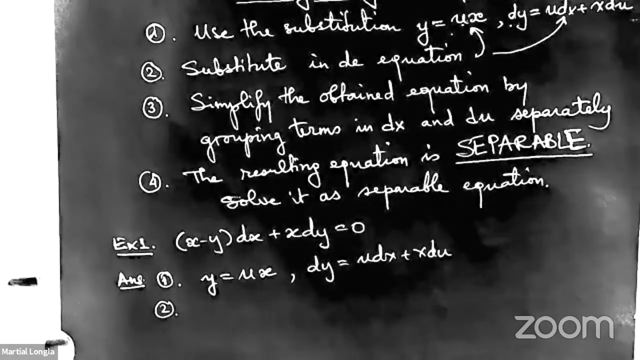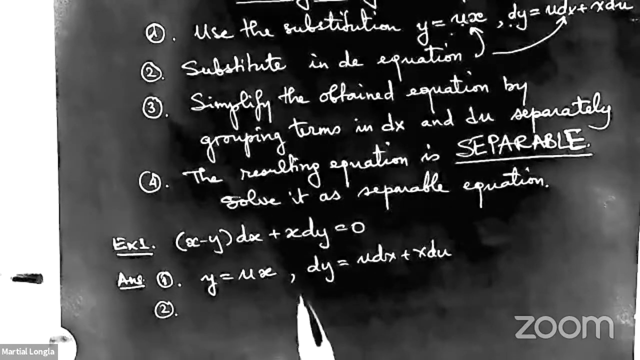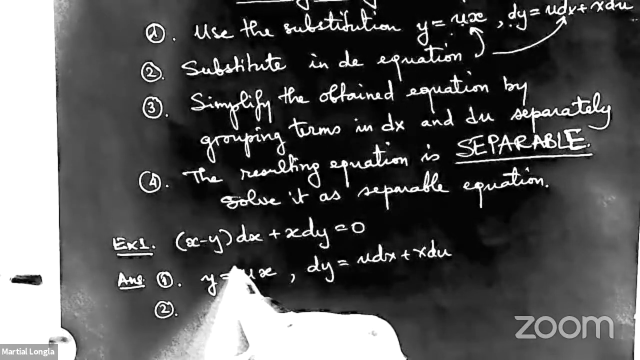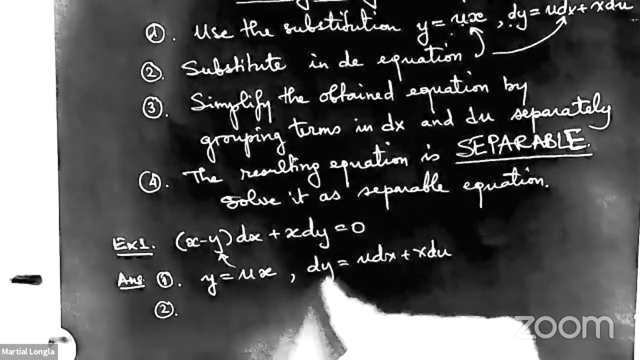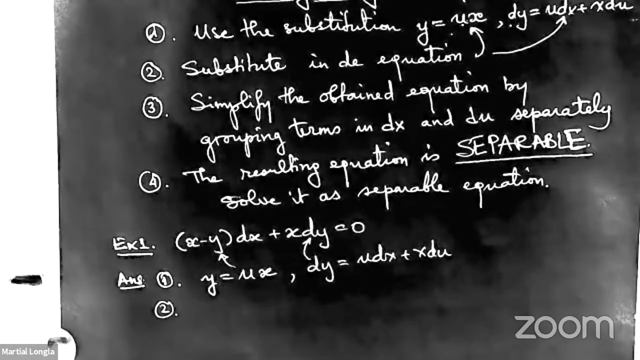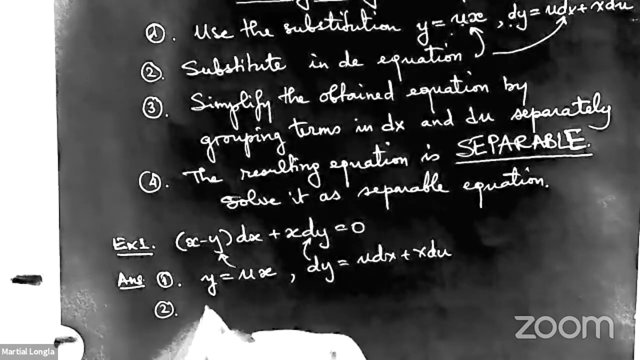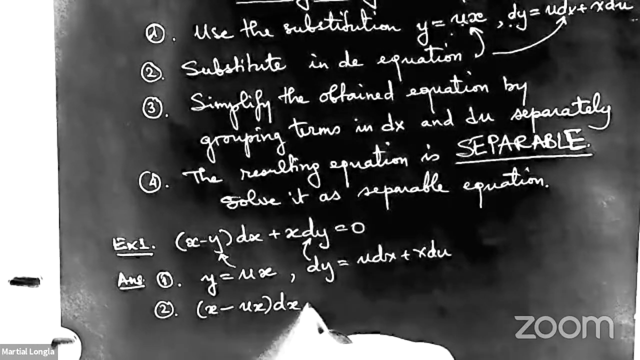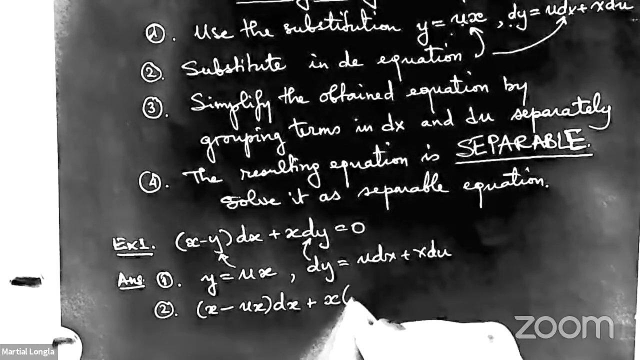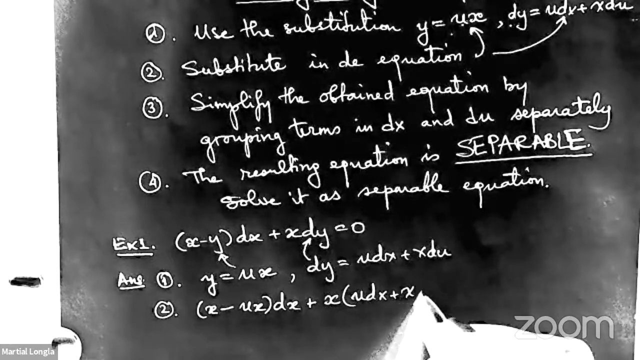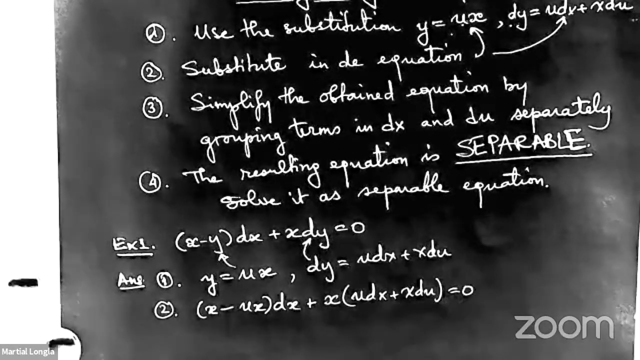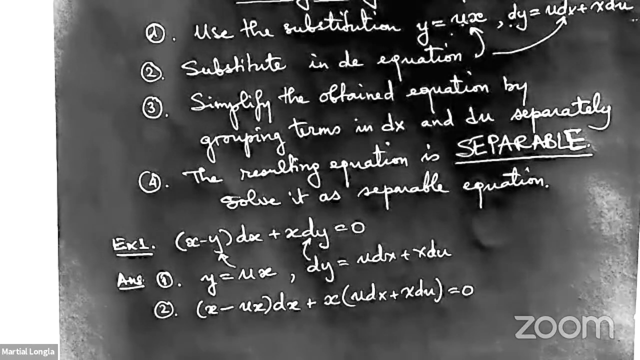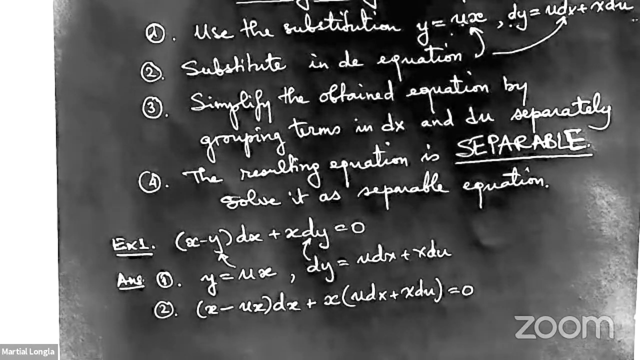Second step, substitute them in the equation. So I take these two things, take y in the equation, take dy in the equation. That's what that means. So I'm going to have (x - ux) dx + x (u dx + x du) = 0. That's it. And it'll be straightforward if you really follow the steps that I provide to you in class. There will be no mystery, right?